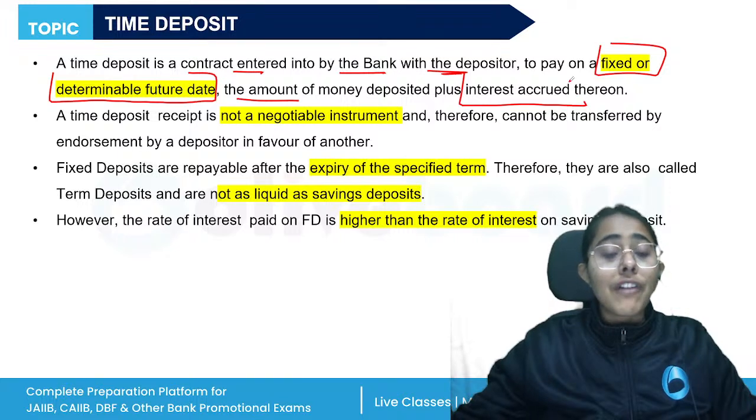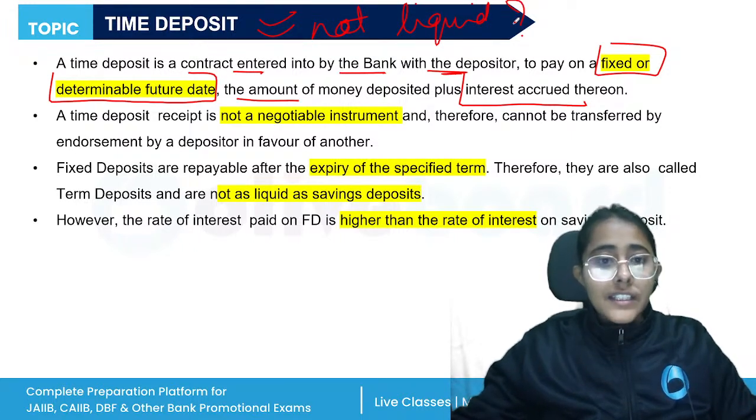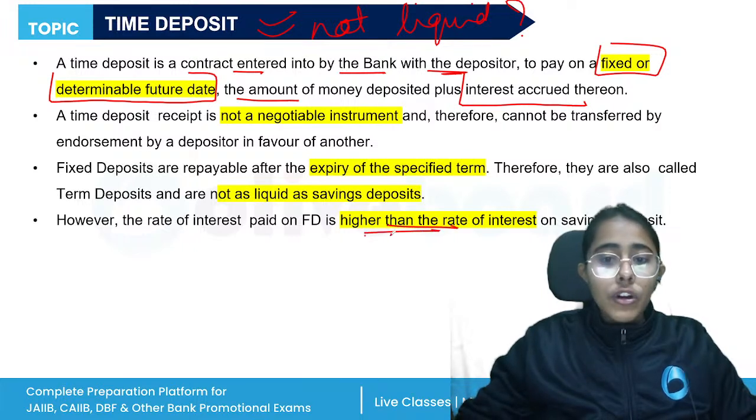So what is the advantage if we are saying that this type of deposit is not liquid? Why would people open a fixed deposit? Because they are going to earn a higher rate of interest.